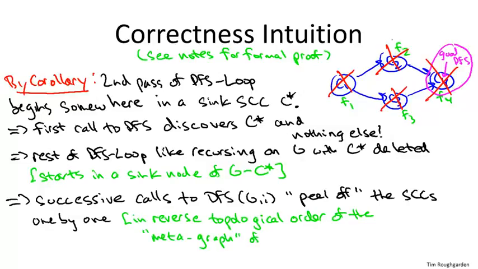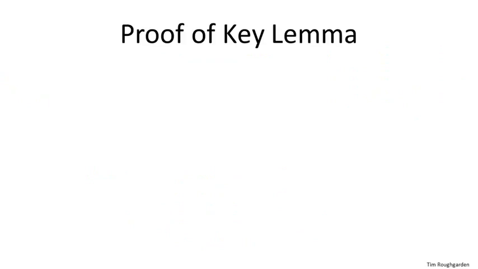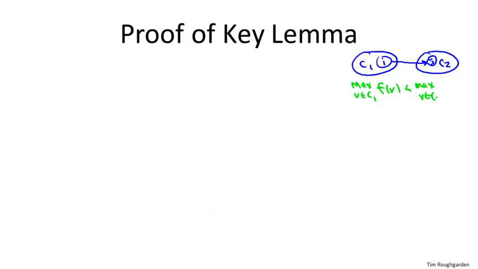And so what we need to do is prove the key lemma. Let me remind you what it says. It says if you have two adjacent SCCs, C1 and C2, there's an arc from a node in C1, call it I, to a node in C2, say J. Then the max finishing time in C2 is bigger than the max finishing time in C1. Whereas always, these finishing times are computed in that first pass of the depth-first search loop in the reversed graph.